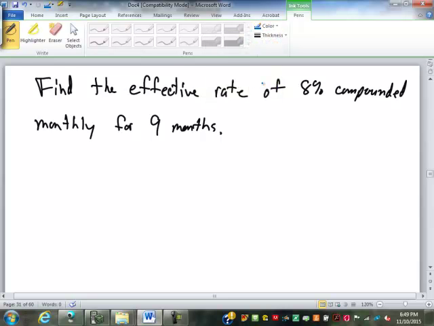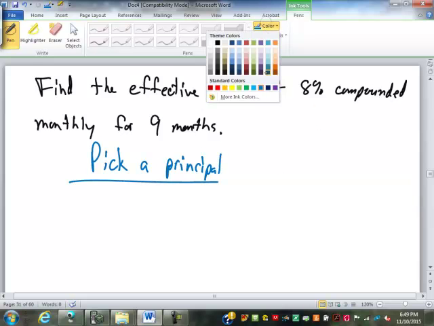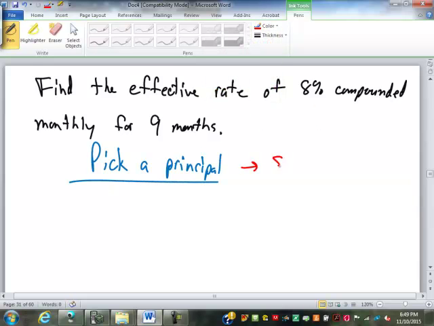Now you might be looking at this thinking something's missing. And what is it that you're thinking is missing? The principal. Yeah, how much? Well, it doesn't matter. It's the rate, the compounding, and the time frame that matters. We can pick a principal. We're going to use $1,000.